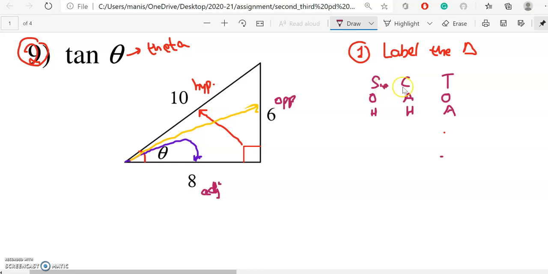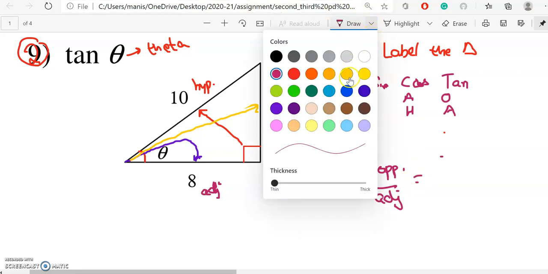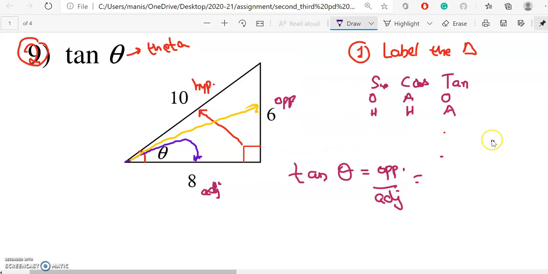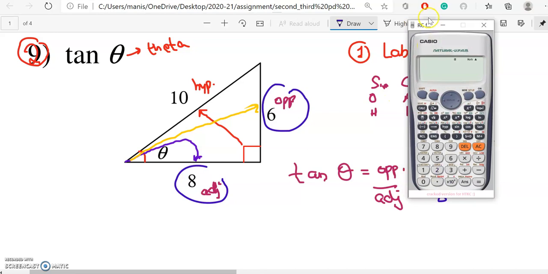S means what? Sine. C means what? Cosine. T means what? Tangent. So we are looking for this. My answer will be tangent theta is equal to opposite side over adjacent side. Now we will go back to our question and look at the value of opposite side and adjacent side. Opposite side is 6, adjacent side is 8. So my answer is 6 over 8. Now since I can see both are even numbers, I will need my calculator.